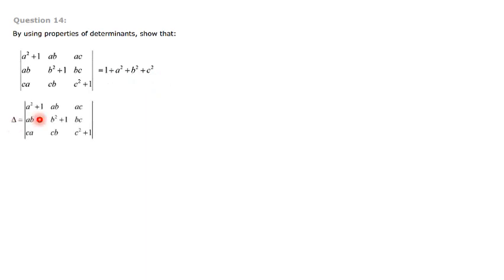Question number 14. By using properties of determinants, show that the determinant a square plus 1, ab, ac; ab, b square plus 1, bc; ca, cb, c square plus 1 equals 1 plus a square plus b square plus c square. As before, let us take delta as the left hand side determinant. Now, when you look at the question and the answer, we need 1 plus a square plus b square plus c square on the right hand side. And as far as the determinant is concerned, there is no way we can make this 1 plus a square plus b square plus c square in the first step.